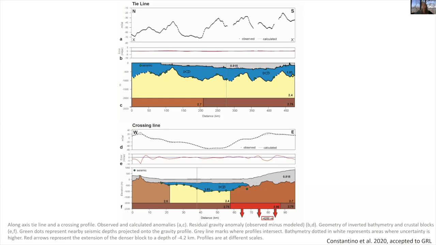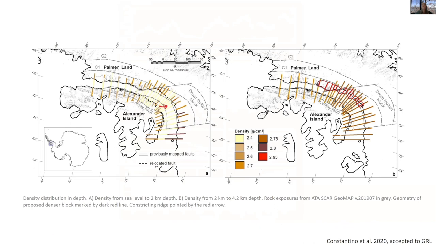So by doing that, I can show it here, the density distribution that I have assigned to the model before applying the inversion. Here, the first one, panel A, I have the density from the sea level to 2 kilometers deep, and the second one from 2 kilometers deep to 4.2 kilometers deep. Two things that I wanna highlight here.